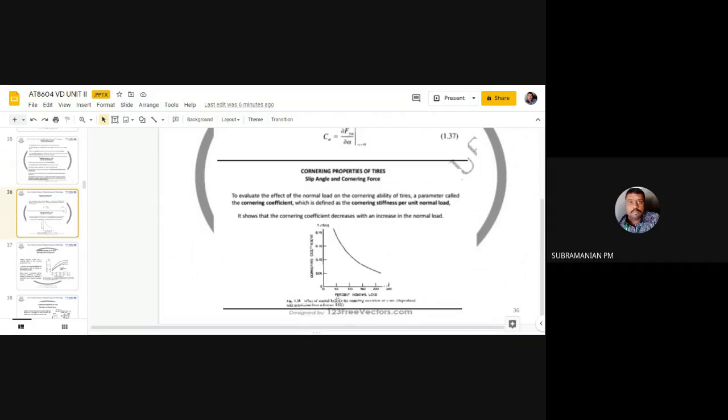So here also it is saying percentage normal load, that is, increase in normal load. Here the definition is there. What is cornering coefficient? Cornering stiffness per normal load. So when the cornering coefficient is getting decreased, I can say cornering stiffness is getting decreased. When the percentage of normal load is getting increased, 50% increase in load, 100% increase in load, you can see the cornering coefficient is getting decreased.